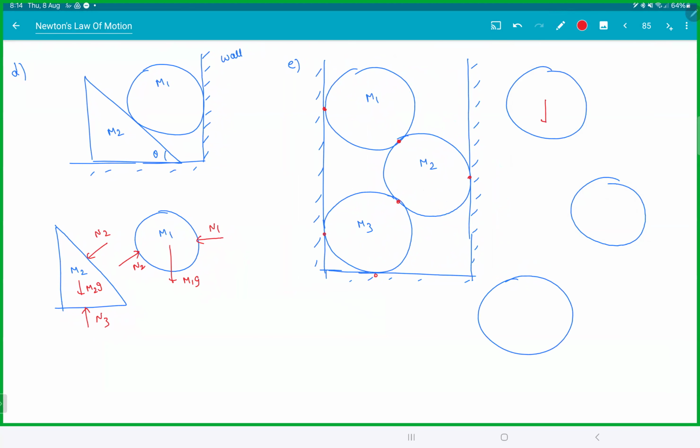So if you look at M1, your own weight M1G, this wall, let's say, is pushing with N1. This is N2. Now our symbols could be different, but if you say this is N2, make sure this is N2. This is M2G. This is N3. This is N4. Now remember, all these N's will pass through the center. This is N4. This is M3G. This is N5, and this is N6. So if you see the lower two balls, there are three normal reactions.